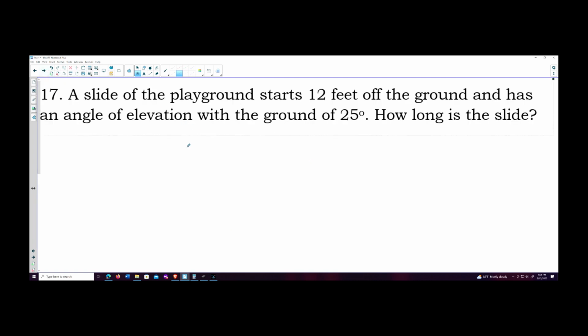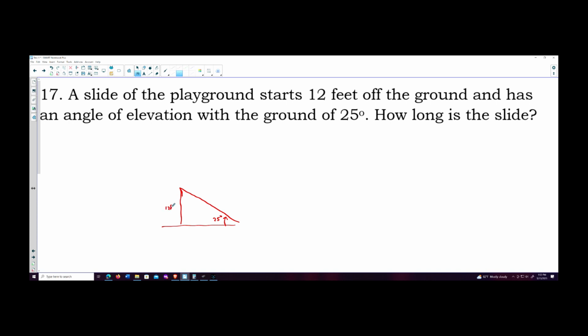Here's another one. A slide at a playground starts 12 feet off the ground and has an angle of elevation with the ground of 25 degrees. How long is the slide? So here's the ground. Here's my slide. The angle of elevation from the ground is right there, 25 degrees. So I write that down, and man, I cannot write a straight line on the tablet. It's very hard. There we go. That's close enough.